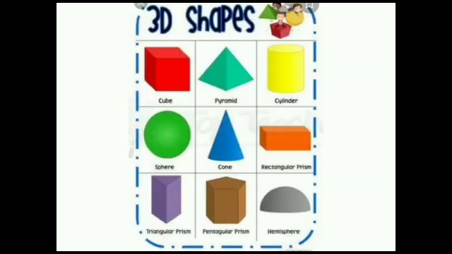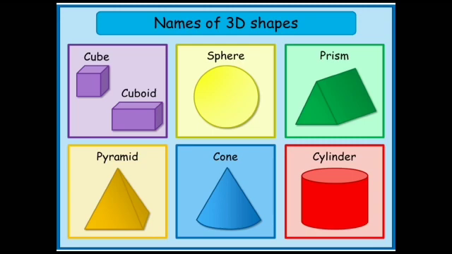These are the 3D shapes: cube, pyramid, cylinder, sphere, cone, rectangular prism, triangular prism, pentagonal prism, hemisphere. Now we are going to spell it, okay? 3D shapes names. First one is cube. C-U-B-E, cube. Cuboid. C-U-B-O-I-D, cuboid. S-P-H-E-R-E, sphere. Prism. P-R-I-S-M, prism.